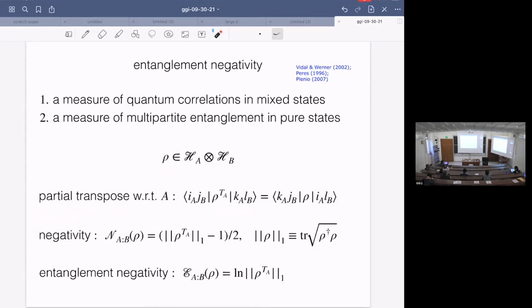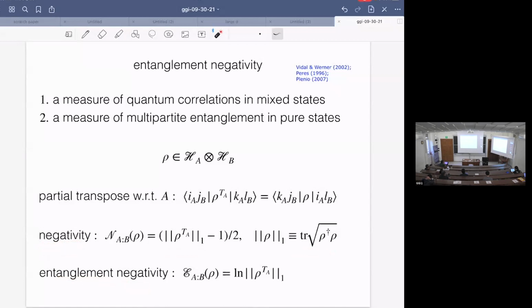Okay, so that's the key definition. And now there are 2 different sorts of negativities. It can be a little confusing. I'll try to make sure I don't lax on this. So the first is the negativity. That's defined in terms of this one norm, and it's just the one norm of this partial transpose density matrix. Then you subtract 1 from it and divide by 2.